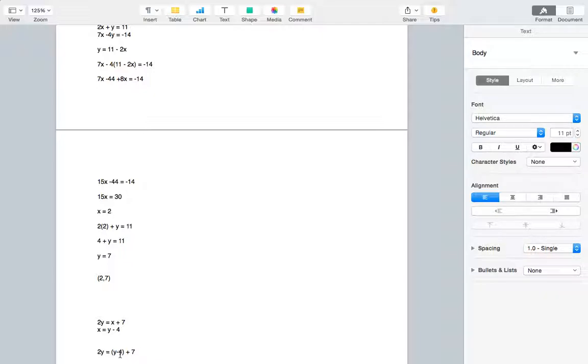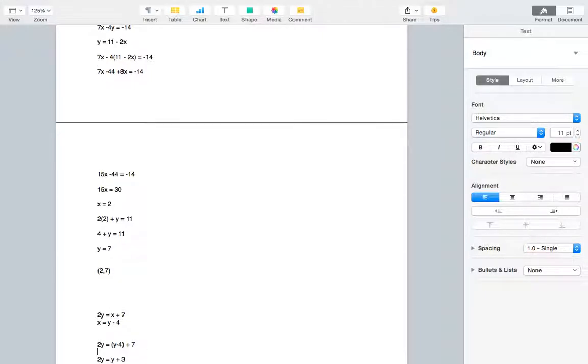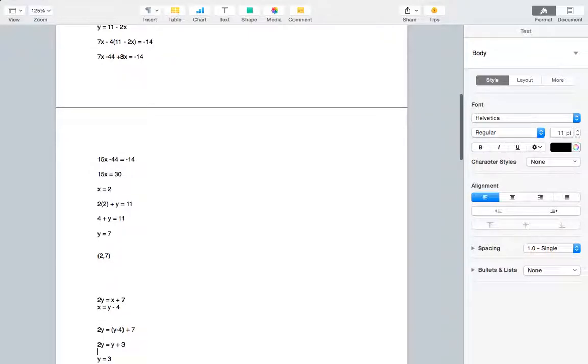Okay, but as you can see, it's not really complicated. It's just 7 minus 4. So that'll be 2y equals y plus 3. Subtract this y from this one to isolate y, and that's it. Y equals 3.